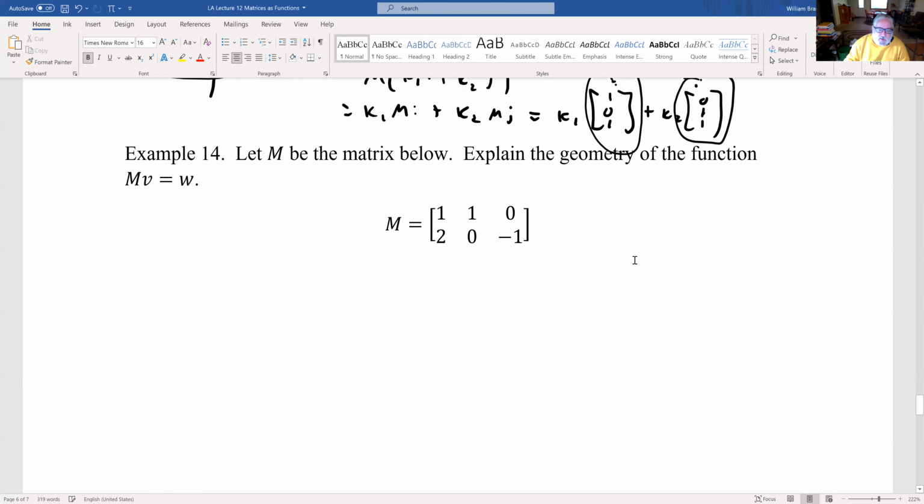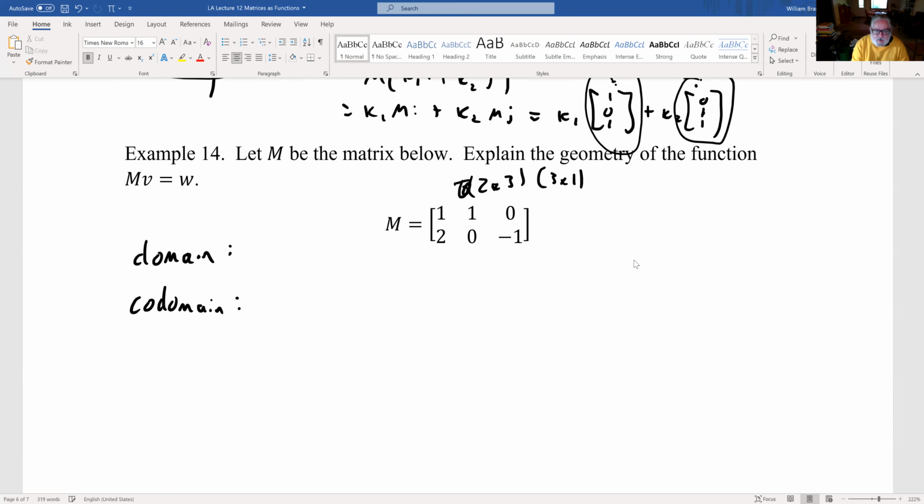So what about this one? So this is a 3 by 2 matrix. No, 2 rows by 3. So what's the domain of this as a function? What's its codomain? Well, a 2 by 3 matrix can be multiplied by a 3 by 1 vector to give us a 2 by 1 vector.